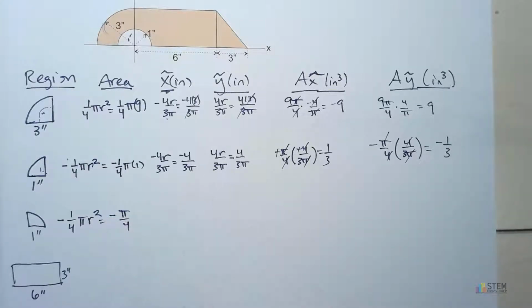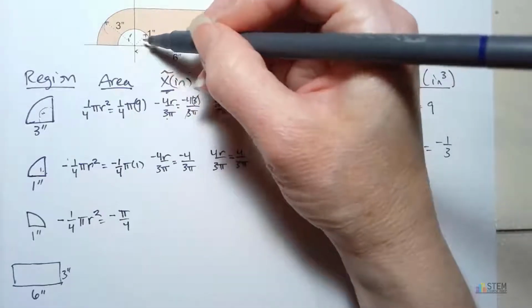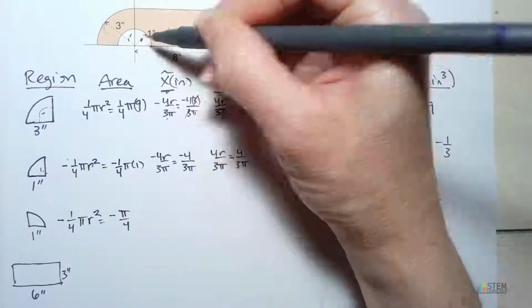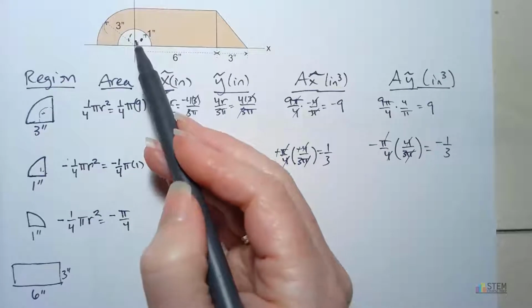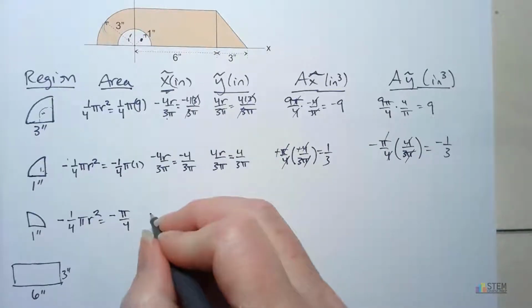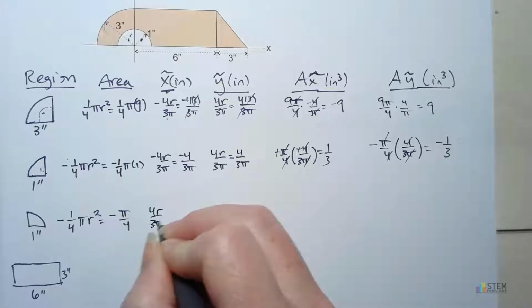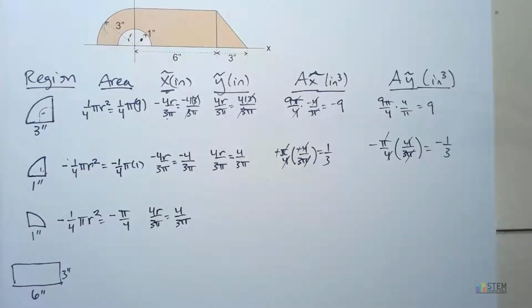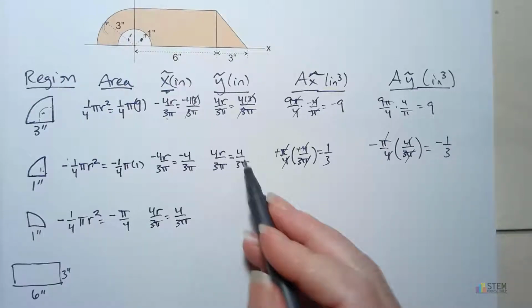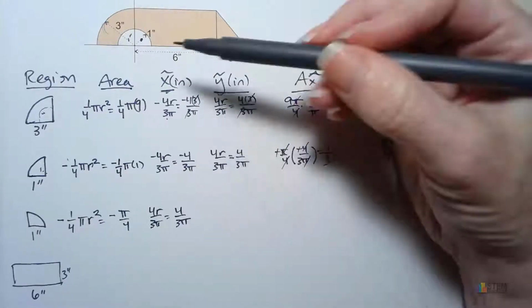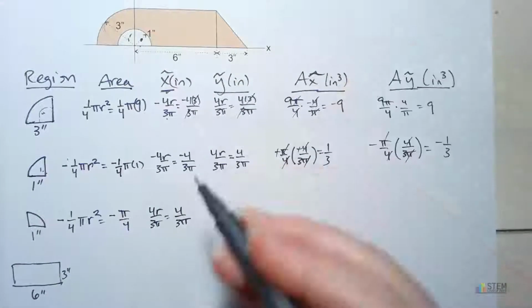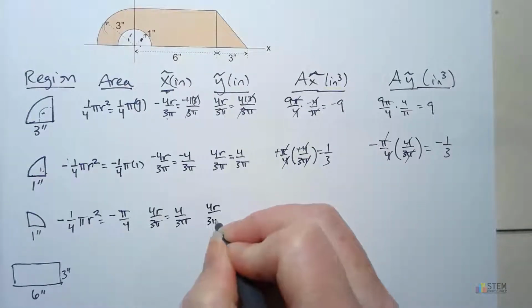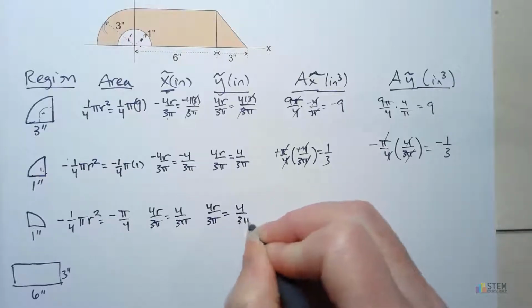Same equations we had before, the 4r over 3 pi, but now check the signs. Remember, we want to measure from this origin here. And now our centroid is right here for this shape. So this is a positive x tilde. So we're going to have 4r over 3 pi. So it's just 4 over 3 pi once you plug in r equal 1. Y is going to be the same thing we had up here. It's positive because we're measuring from here up. So we're going to have 4 over 3 pi.